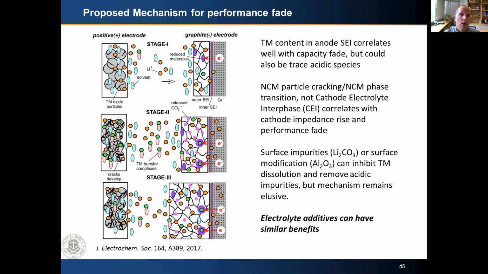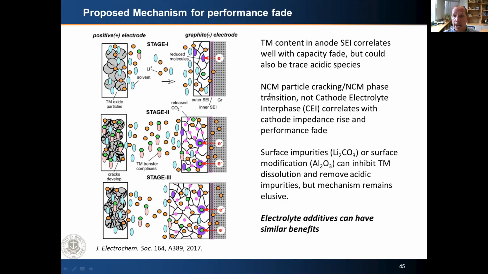And so with that, there's been several proposed mechanisms for the overall performance fade of NCM cathode materials. And this is from a manuscript published in the Journal of the Electrochemical Society by Daniel Abraham and coworkers. Basically, this first stage of the decomposition results in transition metal content which is dissolved from the cathode, which then goes over into the anode, and results in a net decomposition or degradation of the anode SEI. However, this also could be related to the generation of trace acidic species on the cathode surface.